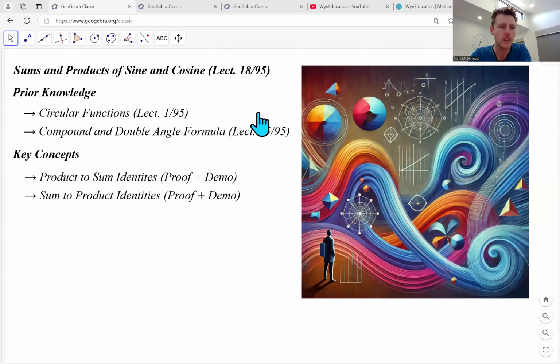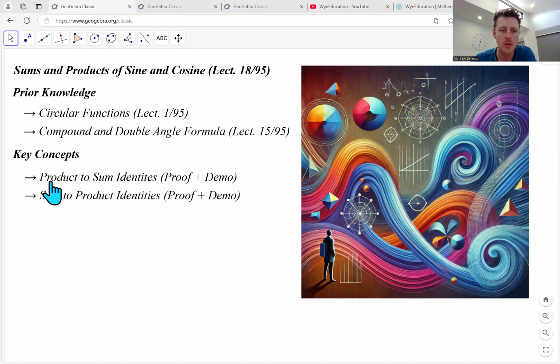All right, so we're going to look at the sums and products of sine and cosine. Some of the prior knowledge you need for this is lecture one, where we spoke about circular functions, and having a good grasp of that is going to be important for this. But also lecture 15, where we spoke about compound and double angle formulae.